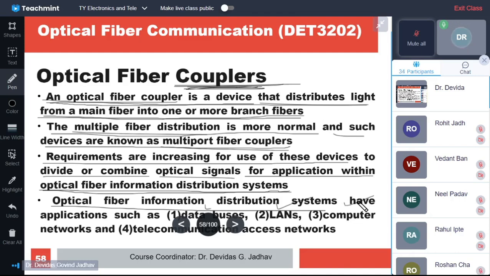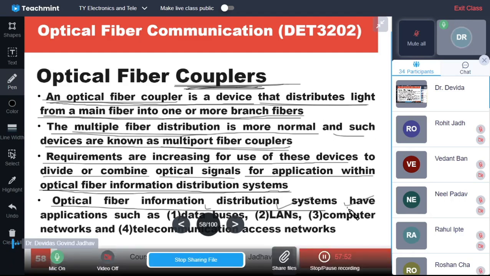LANs are there. In one city there may be a network which we call a metropolitan area network, MAN, or in one building or one campus, like a university campus or industry campus, there may be LANs. So these LANs can be made of optical fibers. So data buses will be there, LANs will be there. Computer networks are there within the laboratory, within the industry, within the IT industry. Telecommunication access networks are there.